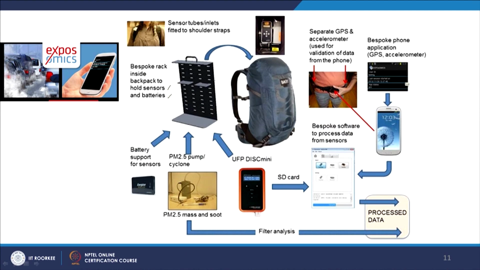Now these sensors sense different kinds of contaminants. What were they? There was a battery for supporting the sensor. There was a PM 2.5 pump based on cyclone movement. What it would do was collect air and measure the real time amount of PM 2.5. There was a UFP disk mini which measured other kinds of contaminants, kept the information, and stored it into an SD card. So this information was available and shared with the researchers.